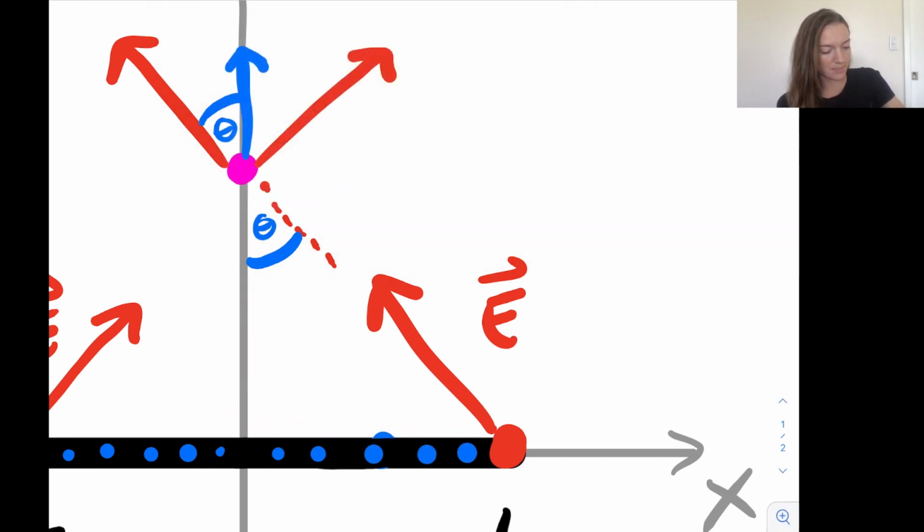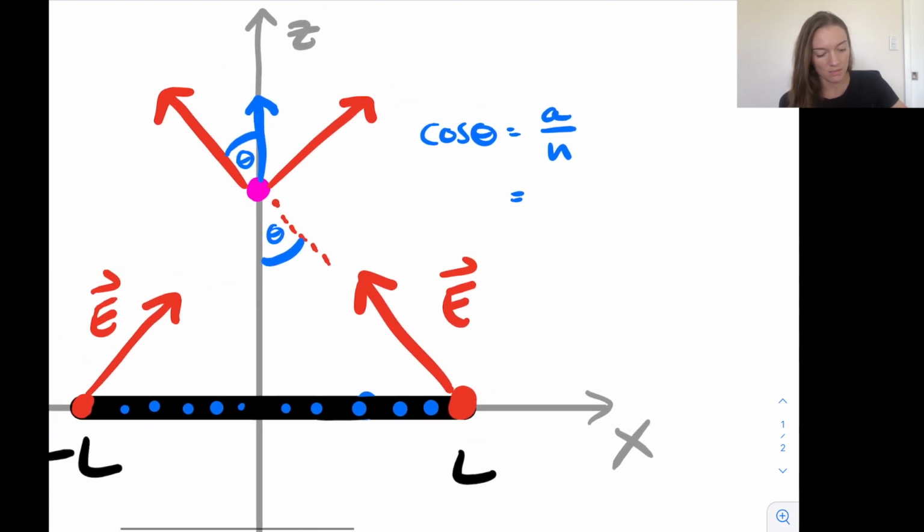Remember, cosine is adjacent over hypotenuse. And the adjacent side here is just z. So this is just some height z from here to here. So my adjacent is just z. And then my hypotenuse, I already know because we already figured out what the distance from our source point to our field point was. And we said it was the square root of x squared plus z squared. So that's my cosine theta.